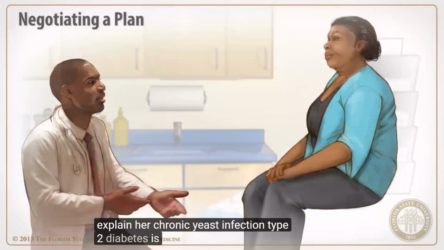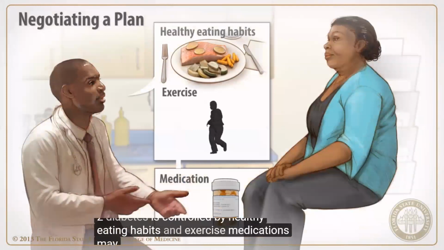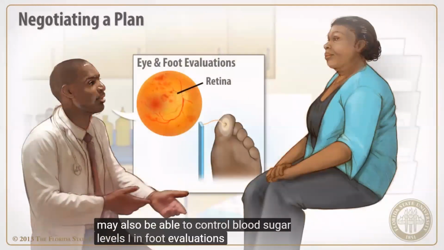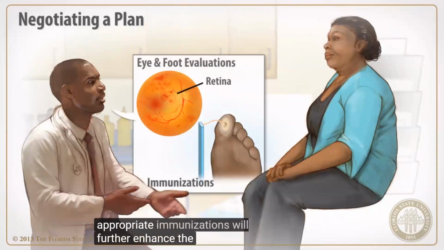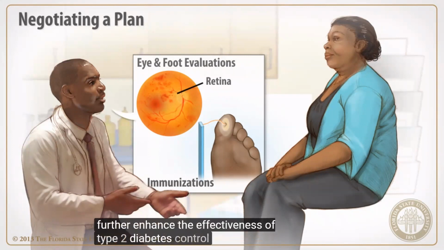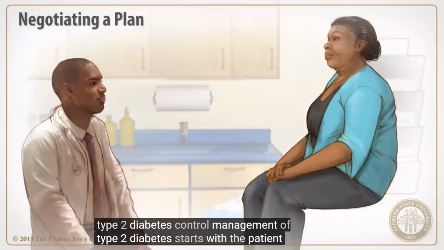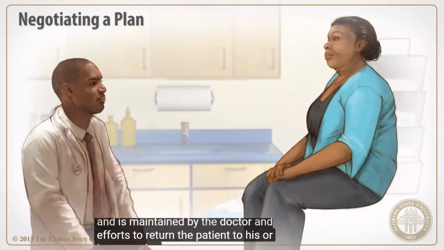Type 2 diabetes is controlled by healthy eating habits and exercise. Medications may also be able to control blood sugar levels. Eye and foot evaluations, as well as appropriate immunizations, will further enhance the effectiveness of type 2 diabetes control. Management of type 2 diabetes starts with the patient and is maintained by the doctor in efforts to return the patient to his or her everyday routine.